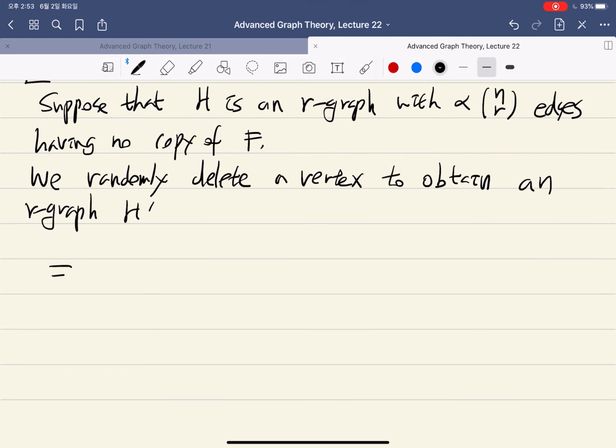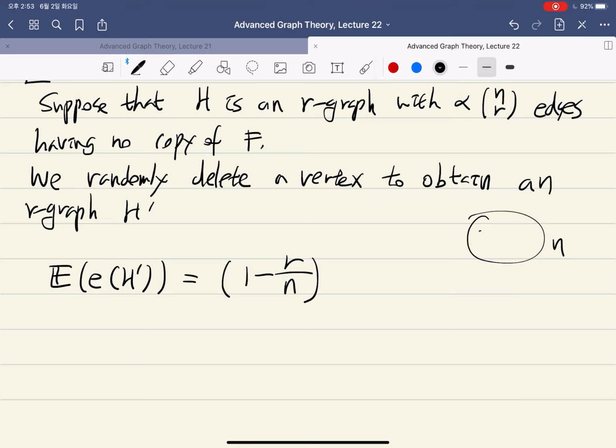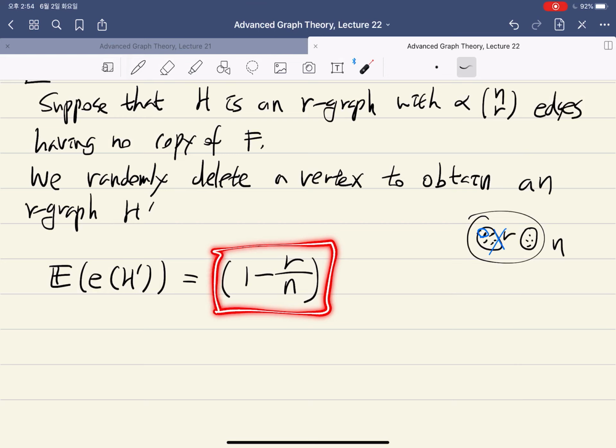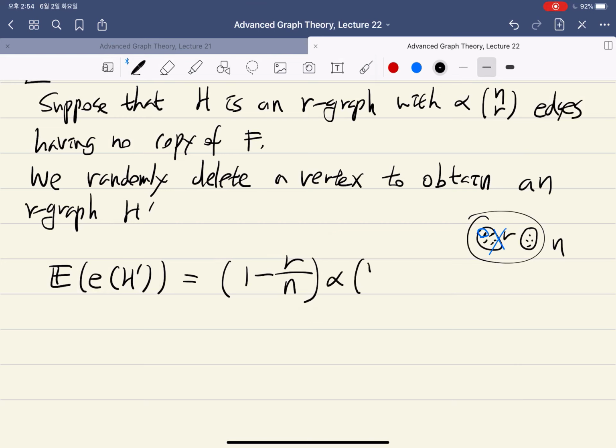Then what do we get? The expected number of edges in H prime is as follows. Each edge has R vertices. As soon as our random vertex is picked from here, then this edge disappears. And otherwise that edge remains. So the probability that each edge remains is 1 minus R over n. And there are exactly R times n choose R edges. But with some computation, we know that this is exactly alpha times n minus 1 choose R.